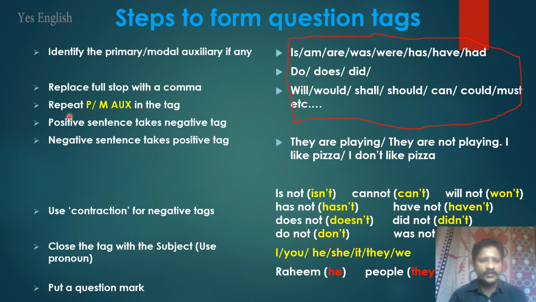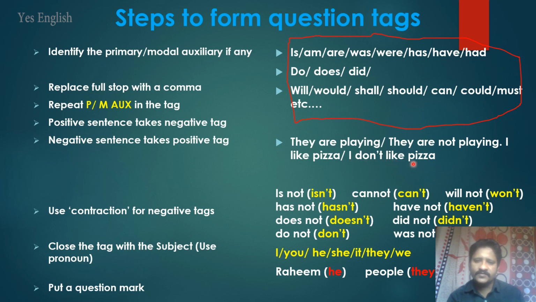And next one is replace the full stop with a comma. Already I have told you about it. Then repeat this modal auxiliary or primary auxiliary verb in the tag. Positive and negative sentences, please look at these sentences. They are playing, they are not playing. I like pizza, I don't like pizza.